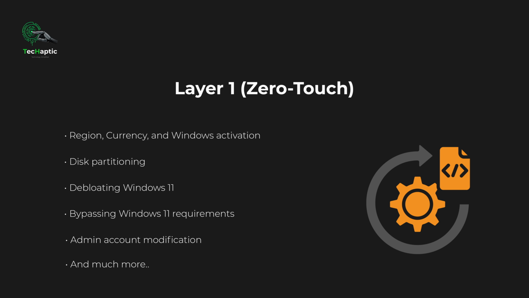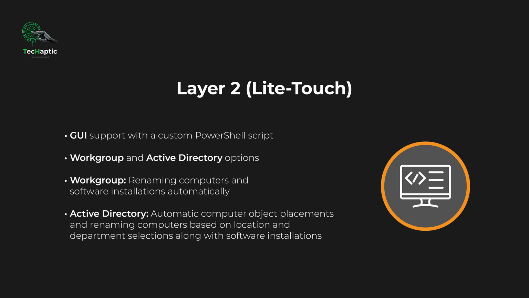The brain of our system is the autounattend.xml file. We don't just use this file to click through the setup wizard. We use it to configure the operating system at a foundational level. So at this level, we will configure region, currency, and Windows activation settings, partitioning the disk according to our needs, bypassing Windows 11 hardware requirements like TPM 2.0 and Secure Boot, creating a local administrator account with a predefined password, and so on. On the other hand, the second layer is where the real engineering starts.